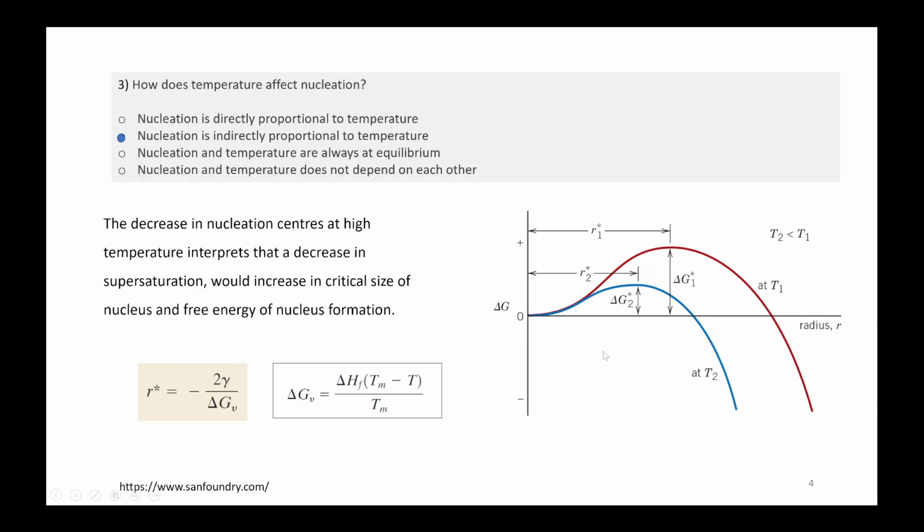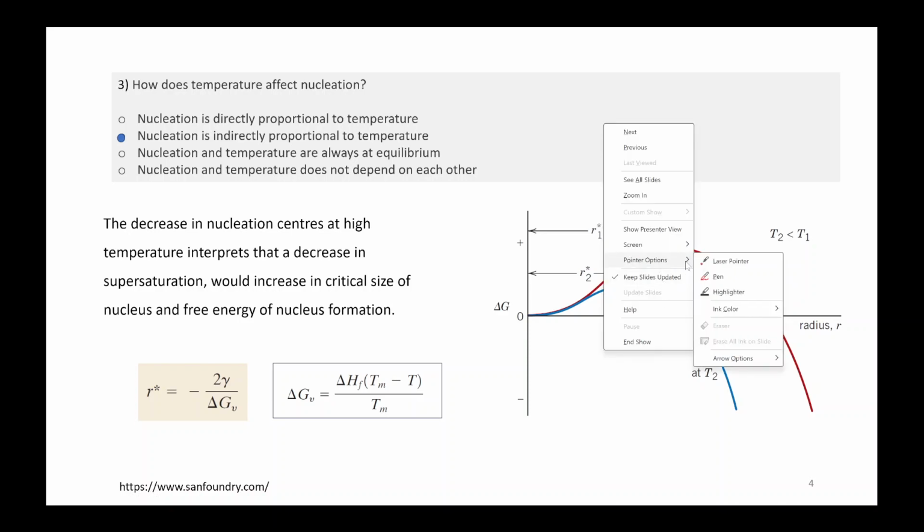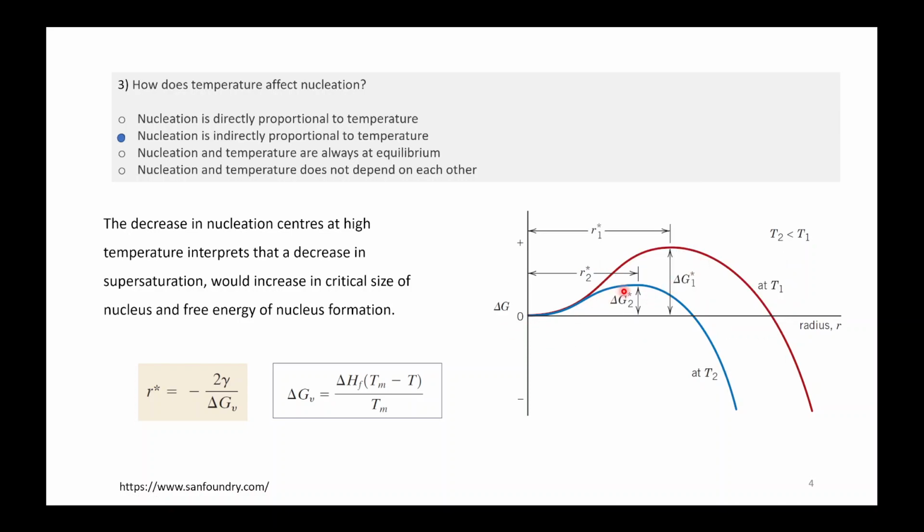And from this also you can say that your activation energy required for nucleation reduces when you take a temperature which is lower. For T2 which is lower than T1, you will be requiring a smaller critical size of the nuclei. So it will form a fine structure.